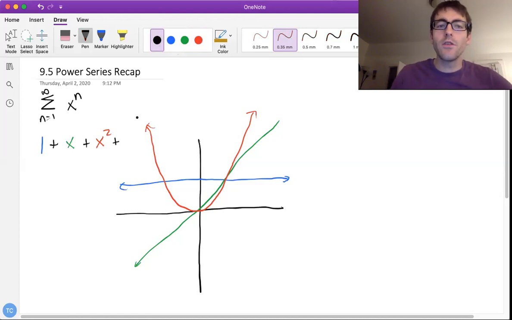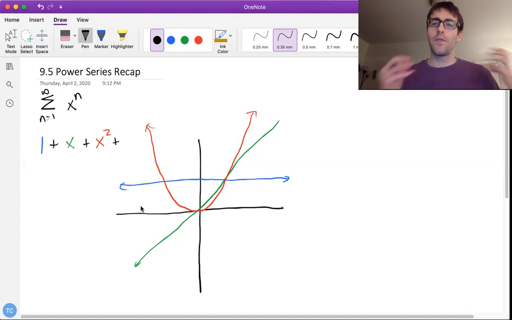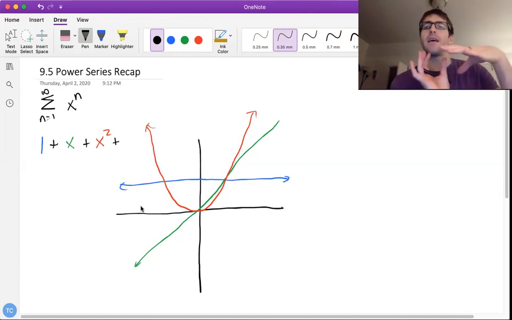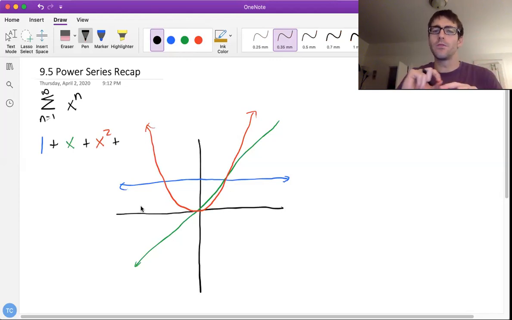And so I want to talk about a way of thinking about this power series. Whenever we add functions together, what that really means is we're saying for each of the x values, we're going to be adding together each of the functions evaluated at that x value.